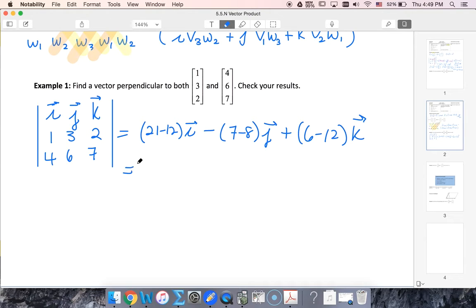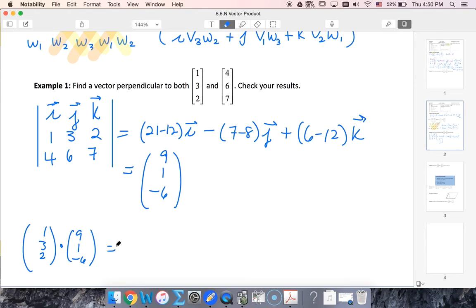So my resulting vector is going to be 21 minus 12 is 9, minus 7 minus 8 is positive 1, 6 minus 12 is negative 6, and this is my resulting vector product. I can test this, of course, by doing (1, 3, 2) dotted with (9, 1, -6), and hopefully I get 0.